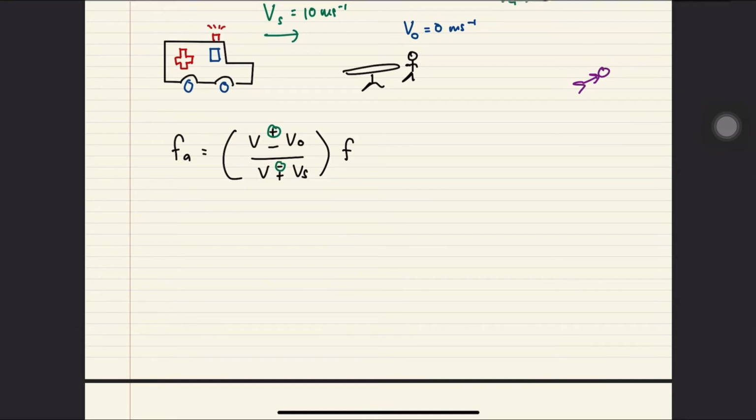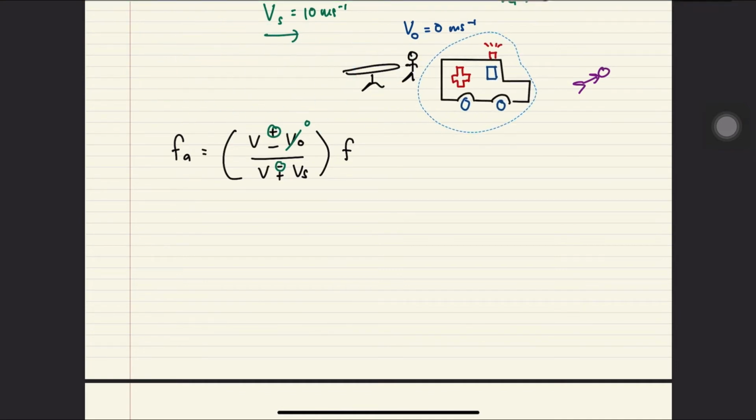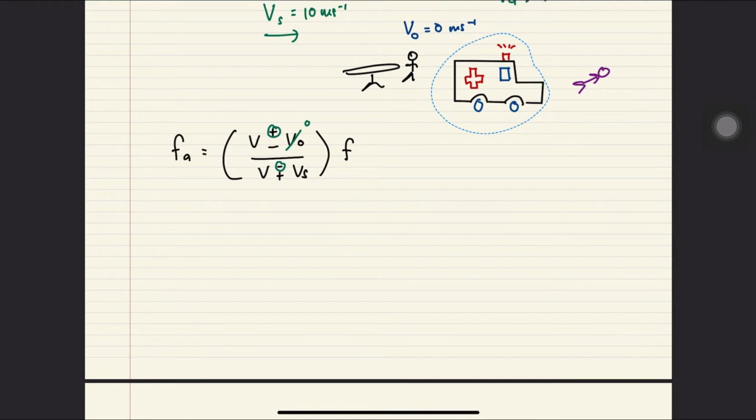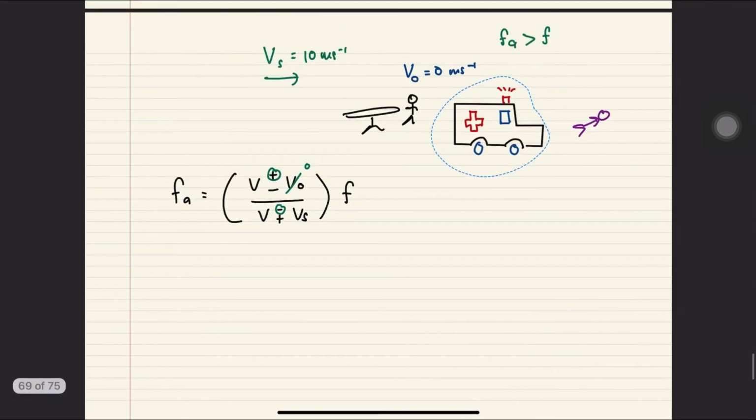And V0 is equal to 0, so that one is equal to 0. Vs has a number, V is 330, and then F here is the source frequency produced by the ambulance itself. Okay, and then after that the ambulance has already passed you, and is still going towards the person there.